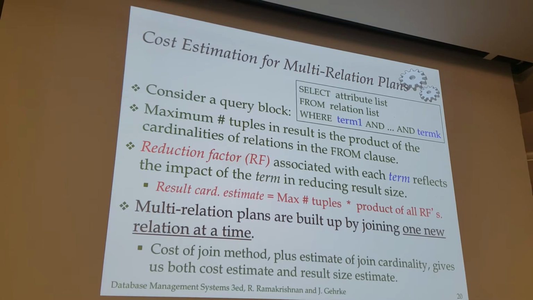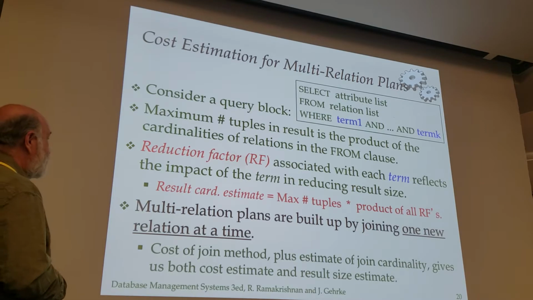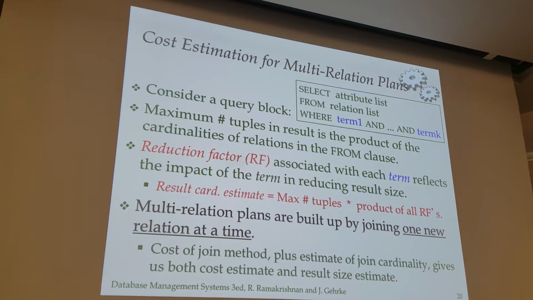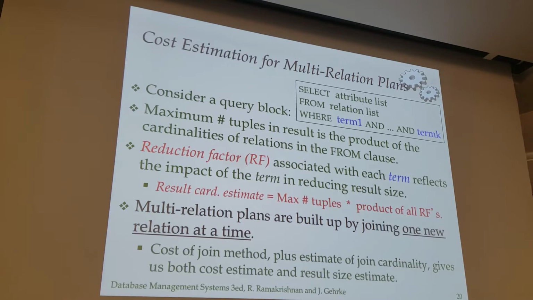So we have select attribute list from a relation list where a whole bunch of terms are true. Suppose that that's one of our query blocks that's sitting there. Basically, the total number of tuples you can get is the Cartesian product of the sizes of the tables that are in the relation list. But fortunately, we've got the where clause, which allows us to reduce things by a whole lot. The reduction factor that you have for each term is the impact that it has in reducing the size.